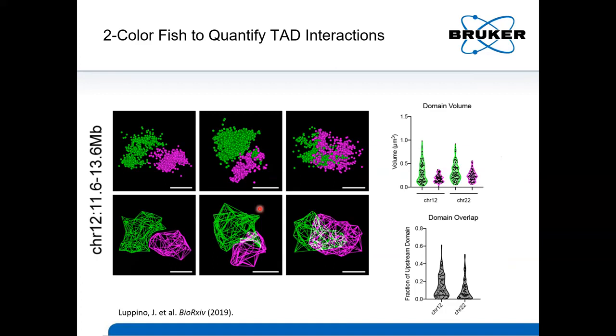The workflow of OligoSTORM also works nicely for fluorescence in situ hybridization experiments. Here is a two-color FISH example looking at interaction between two different topologically associated domains. SRX, the software that comes with the Vutara for acquisition and analysis, allowed researchers to visualize overlap of the domains and calculate metrics about them.